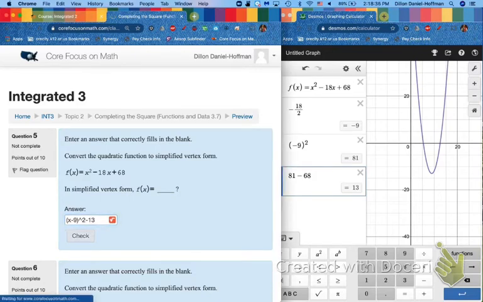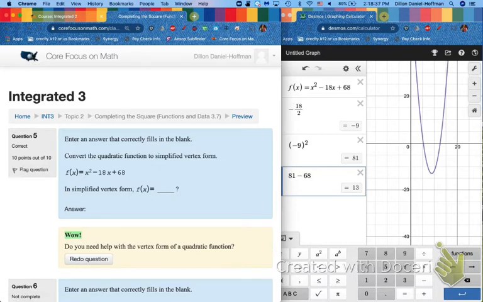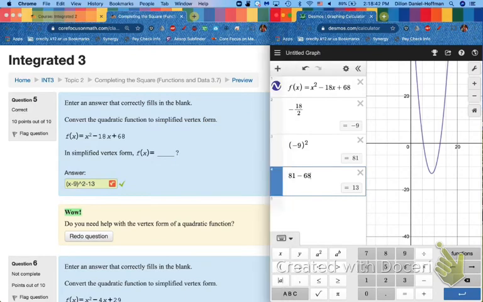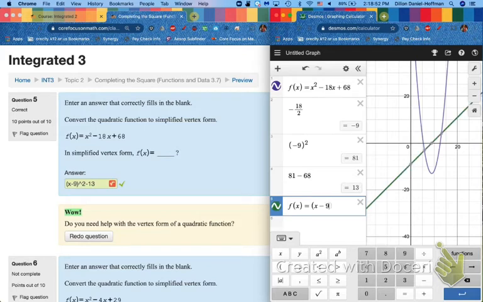That is going to end up being your answer. And I will show you real quick what happens. So I've got my purple function up here. If I type in now my vertex form, notice it's going to be in green, of what I just got as my answer.